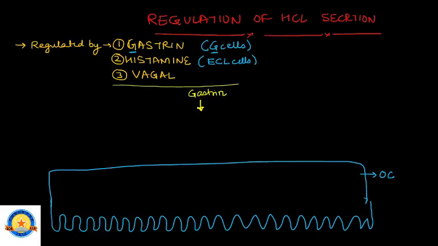Gastrin is a hormone that stimulates one cell called the enterochromaffin-like cell. Now, the enterochromaffin-like cell on stimulation will produce what? It will produce histamine. Correct. Histamine.